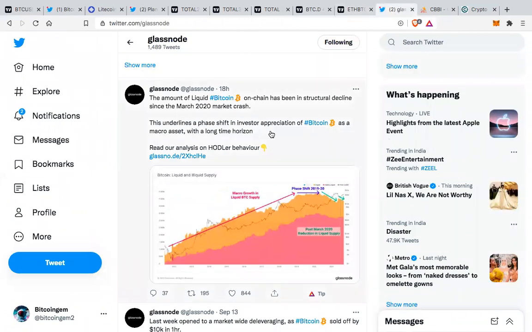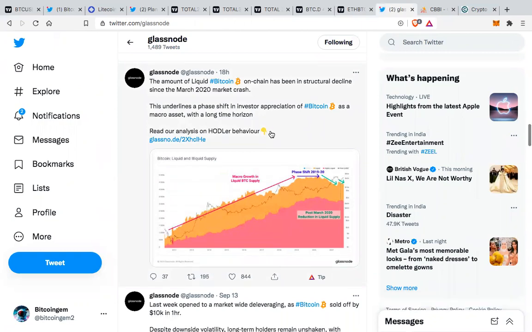This is a very important on-chain metric by Glassnode, which was shared 18 hours ago. Just look at this. The amount of liquid Bitcoin on-chain has been in structural decline since the March 2020 market crash. This underlines a phase shift in investor appreciation of Bitcoin as a macro asset with a long time horizon.